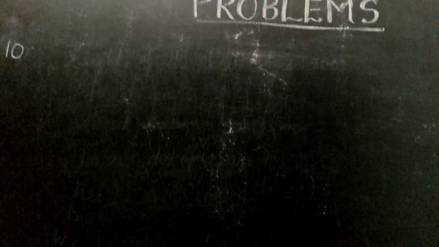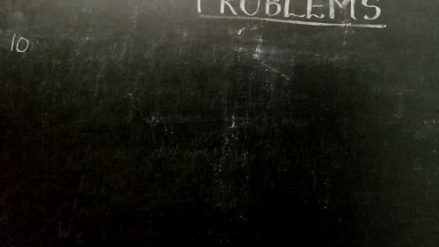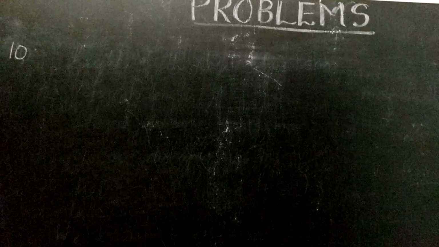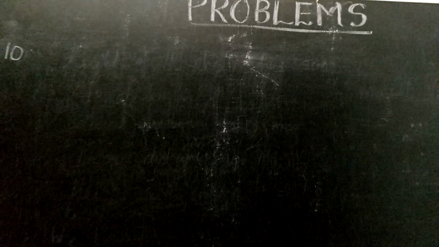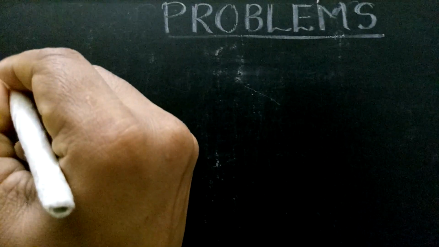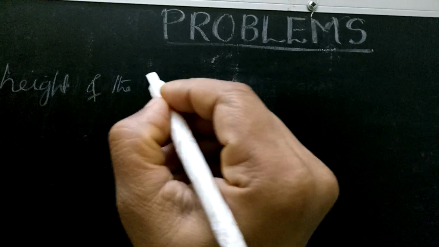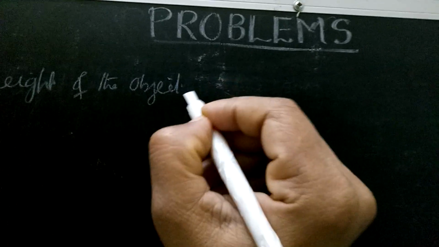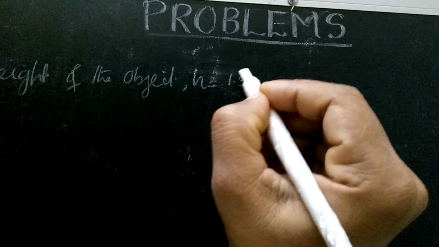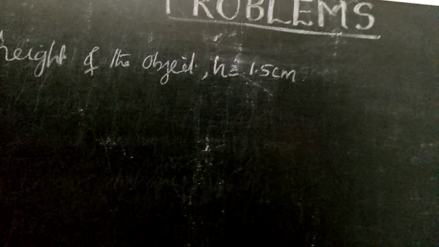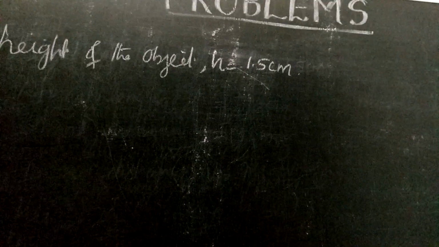A student has focused the image of a candle flame on a white screen using a concave mirror. So the mirror is concave. The situation is as given below. The length of the flame is 1.5 centimeter. Length of the flame means here height of the object. Height of the object h is equal to 1.5 centimeter. It is positive because height of the object is perpendicular to and above the principal axis.